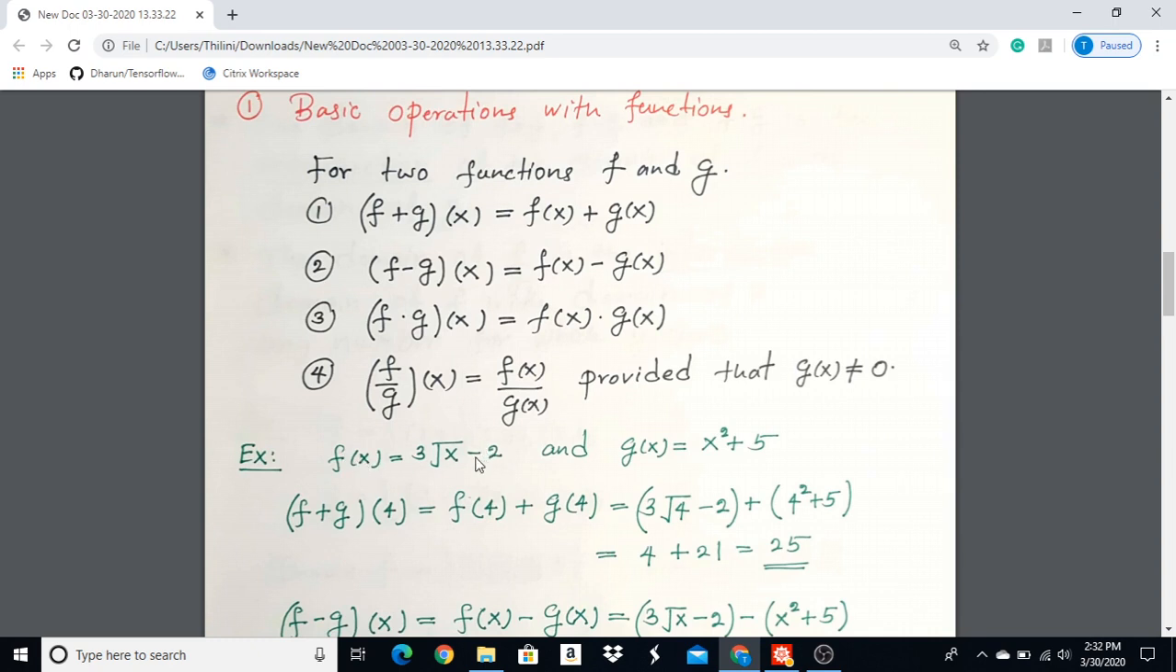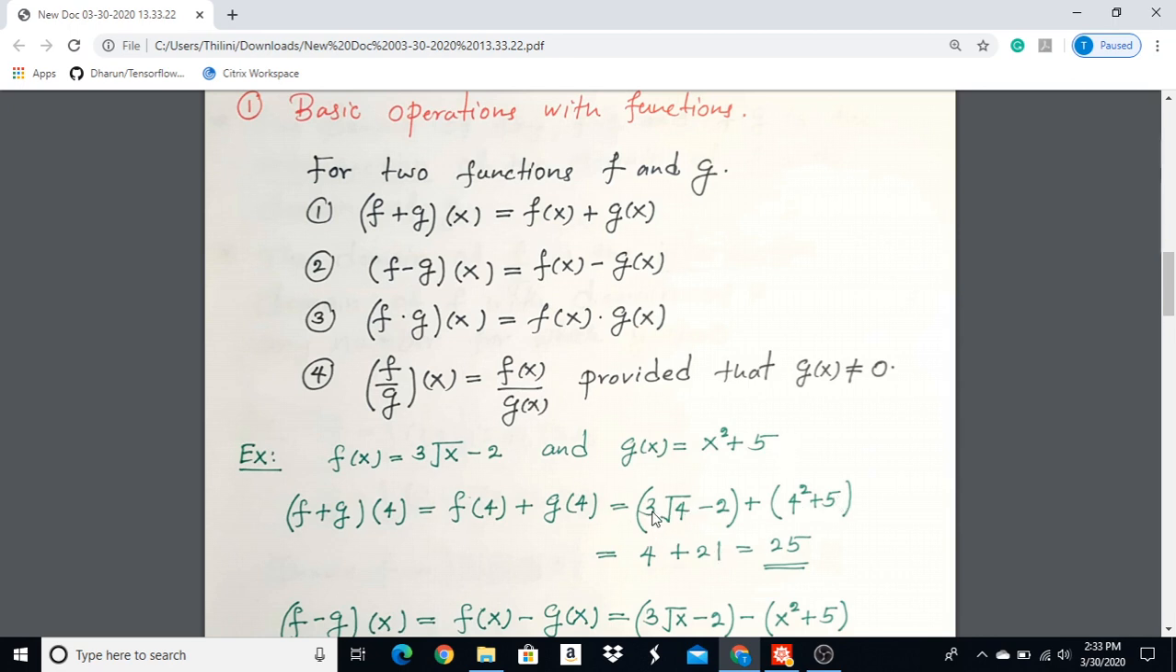So here we have two functions, f of x is 3 times the square root of x minus 2, and this second degree polynomial is the g of x function. And here I'm taking f plus g. This is f plus g, and I want to find the value of this new function at the point 4. So that means f of 4 plus g of 4. We can find the value just by plugging 4 into the f of x function, so that becomes 3 times the square root of 4 minus 2, plus plugging 4 into the g of x function, so that is 4 to the power 2 plus 5.